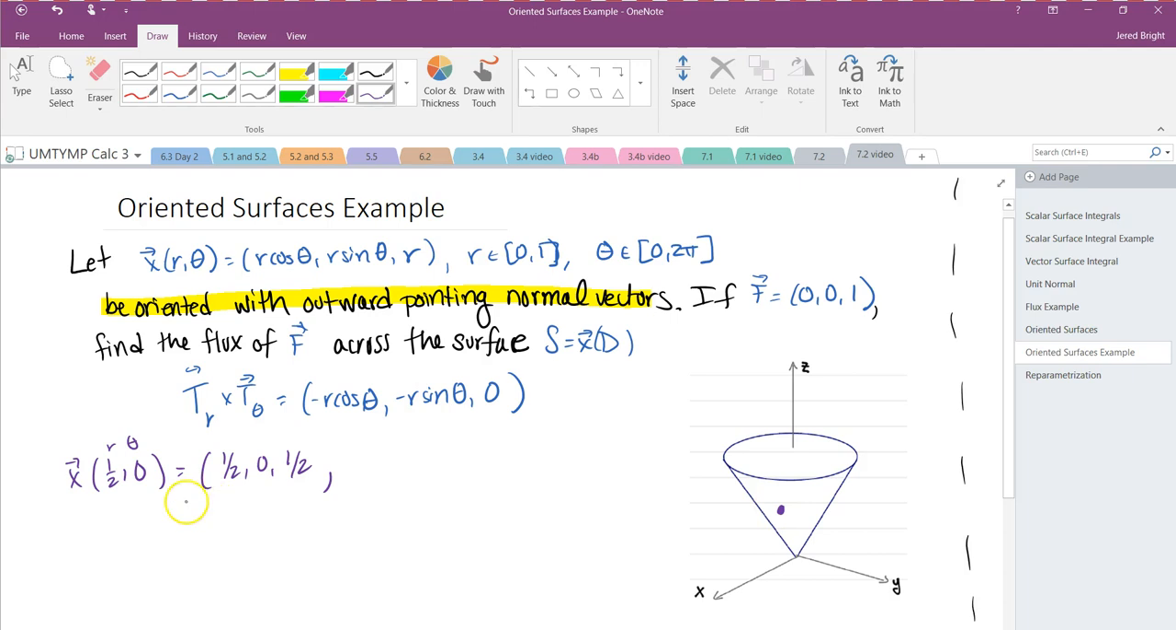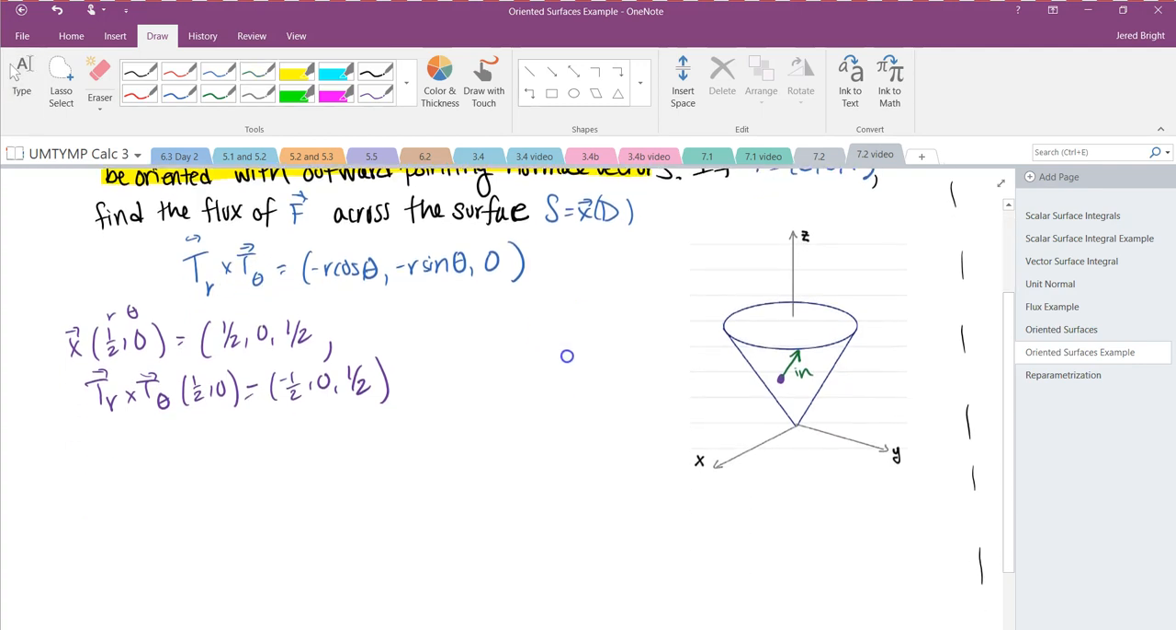And then if I look at t_r cross t_theta at this particular point, so r = 1/2 and theta = 0, what I end up with is (-1/2, 0, 1/2). So then that is telling me the direction of my normal vector, right? So it's pointing in the negative x and positive z, so it's pointing kind of in and up like that. Okay, so it's pointing into the cone. So this is an inward pointing normal by default.